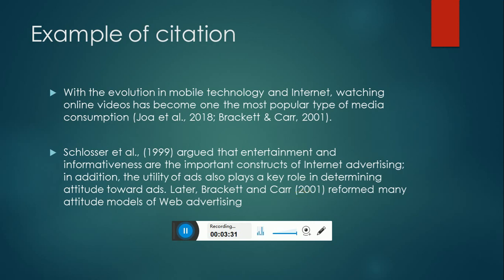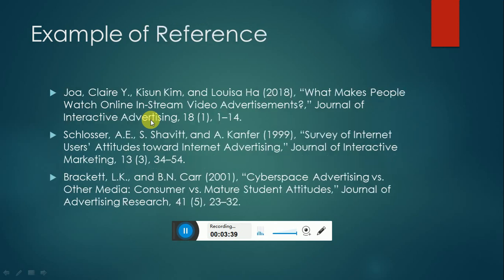Now what are references? Whenever you cite anything in your paper, you have to provide the reference of that paper. So this is Joa et al., and here is the reference of Joa. You can see Joa, Clary, Kisun Kim and Luisa, 2018. There are three authors, so this is the detail of the authors of that particular paper. This is what makes people watch online stream video advertisement: this is the title of the paper. Journal of Interactive Advertising is the name of the journal. 18 is the volume number, 1 is the issue number, and 1 to 14 are the page numbers.